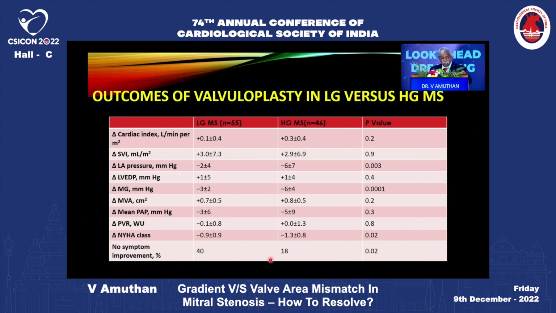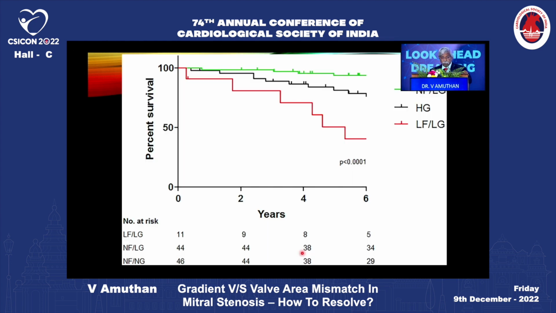So you can see here the outcome of valvuloplasty in low gradient versus high gradient. This is low gradient mitral stenosis. This is high gradient mitral stenosis. You see here, no symptomatic improvement is seen in 40% of the patients with low flow, low gradient mitral stenosis, whereas in high flow, high gradient mitral stenosis improvement is much better. And this is survival. This is low flow, low gradient survival compared to the high flow and normal flow.